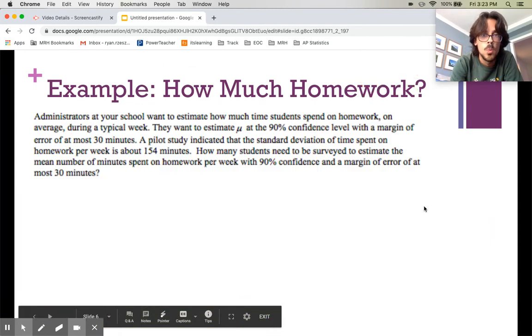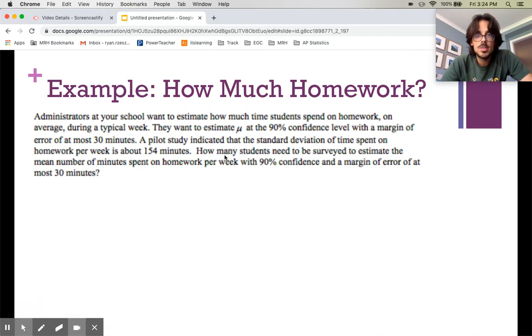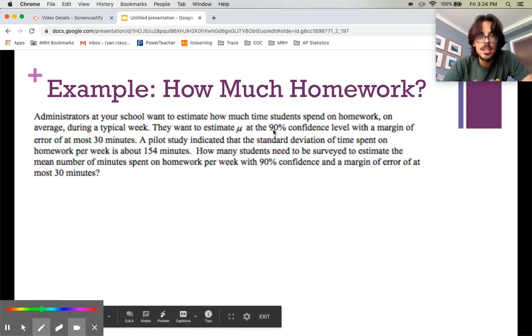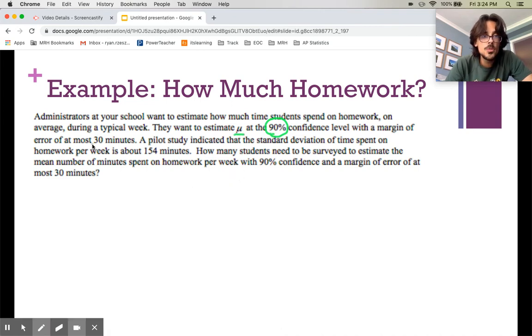So let's finish with one example problem. They are trying to figure out the amount of time on average that students spend on homework during a typical week. They are going to do a 90% confidence interval for that average mu. And they're comfortable with a margin of error. Now, in P problems, we'd say 4%, 5%, or whatever. But mu is usually measured in the units of the problem, which in this case is minutes of study time. They don't want to be off by more than 30 minutes.